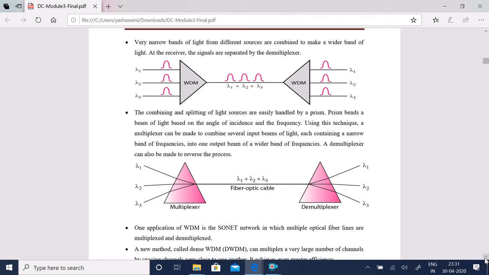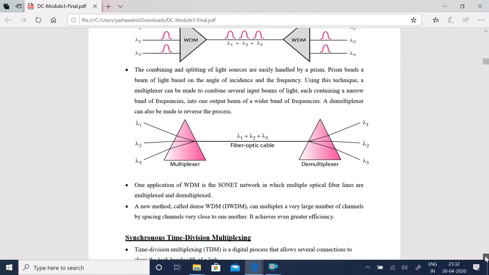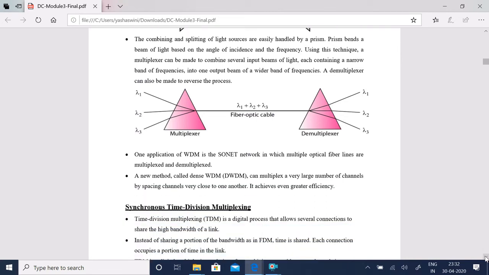Maybe in your plus 2 you have studied this prism experiment. So whenever light enters a prism at a particular angle of incidence and frequency, the multiplexing can be done so that several light signals can be converted into a single output beam. Similarly for demultiplexing, the reverse process is done where a single optical beam can be demultiplexed into different lights of different wavelength. Here wavelength is denoted as lambda.